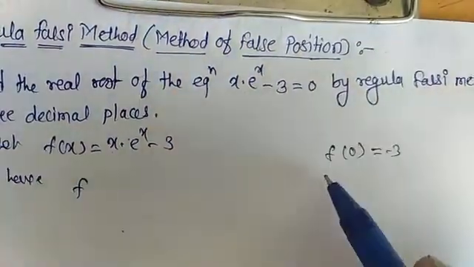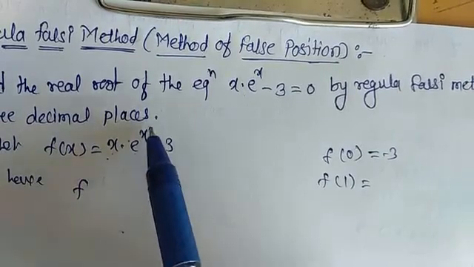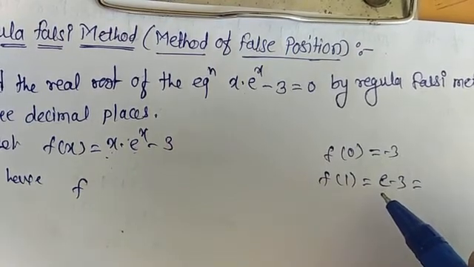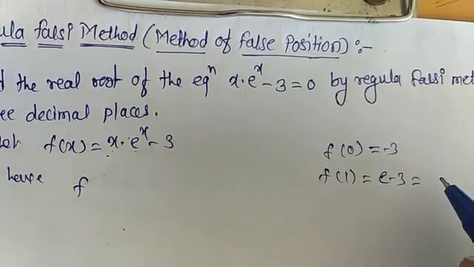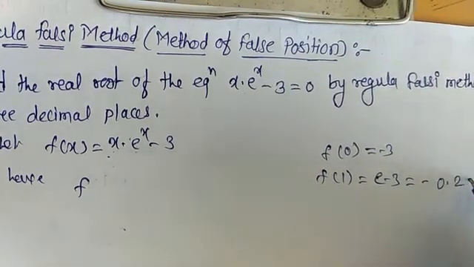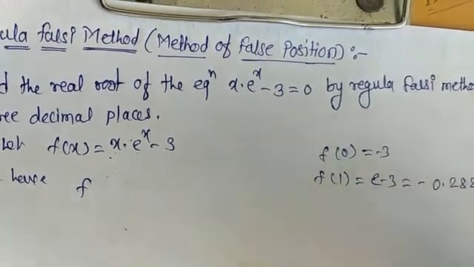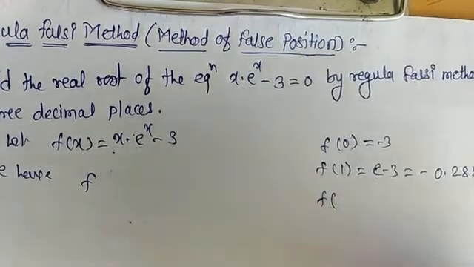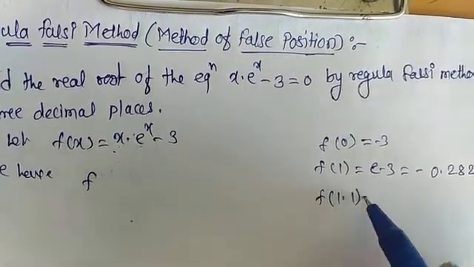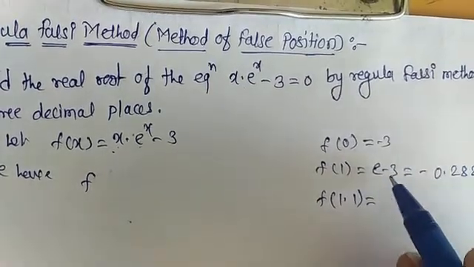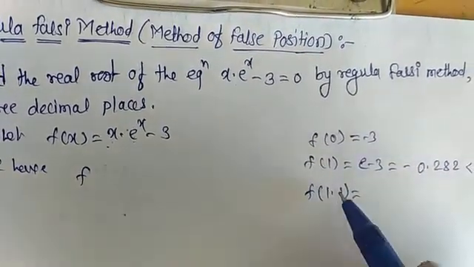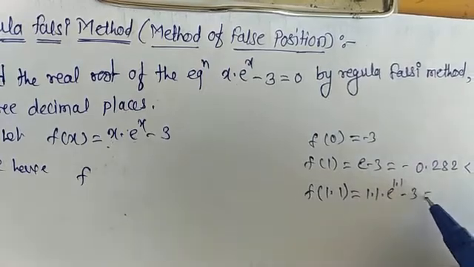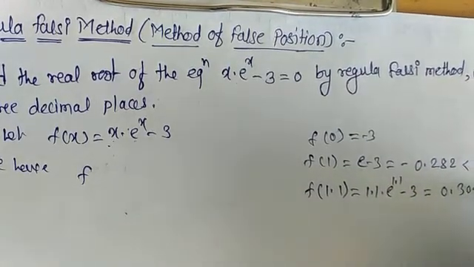For f of 1, it will be 1 times e raised to 1, which is e, minus 3. You know that the value of e is about 2 point something, so the calculation gives us minus 0.282, which is less than 0. Now if we consider f of 1.1, because it is nearer to 0, it will be 1.1 times e raised to 1.1 minus 3, and its calculation is 0.304, which is greater than 0.